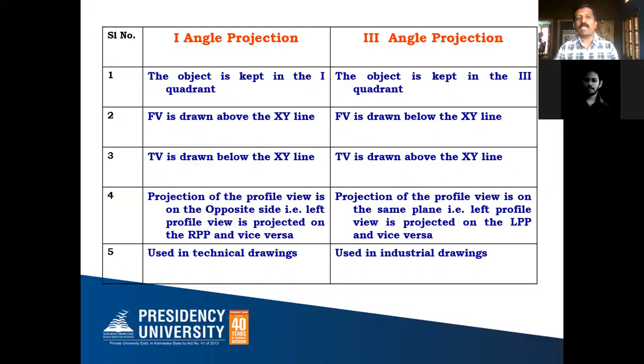And coming to the application, the last, fifth one which I have given, is application-wise. The first angle projection system is used for technical drawings, all engineering drawings. And the third angle projection system is used for industrial drawings, some bigger applications and industrial purposes. So this is the basic difference between the angles of projection, that is, first angle as well as third angle projection system.